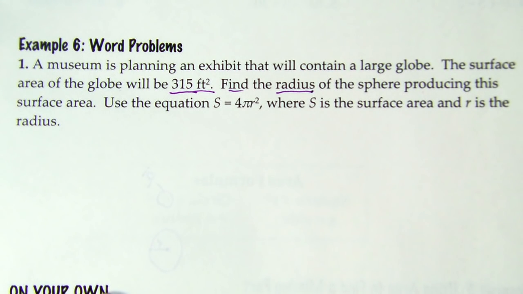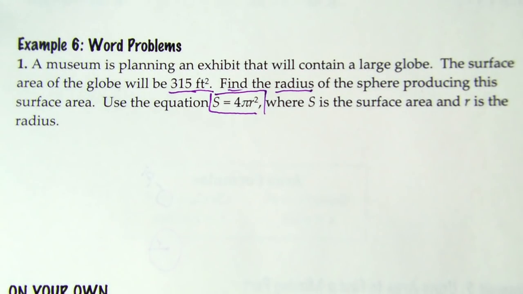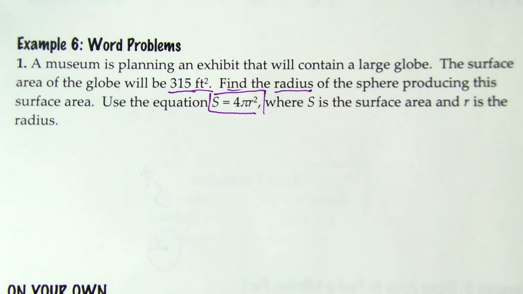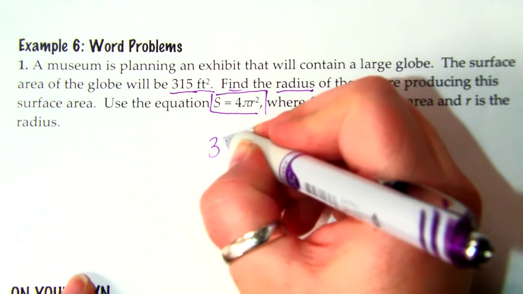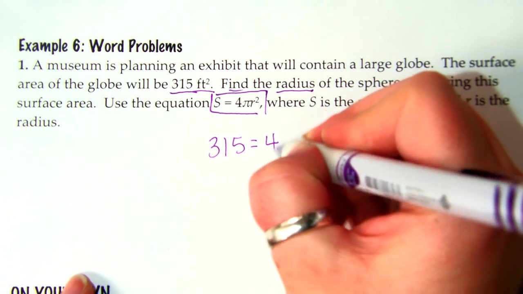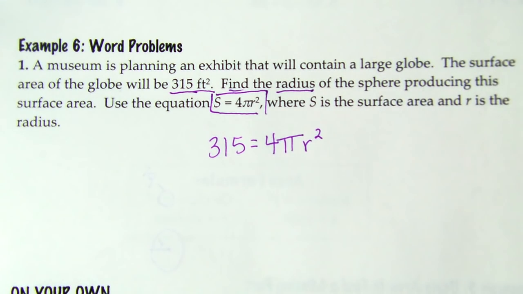So it gives us the equation and tells us that S is surface area and R is the radius. So we need to plug into this equation what we know. We know the surface area is 315, so that goes in for S. 4 is a part of the formula, so is pi, and we don't know the R. So now we need to solve that equation.